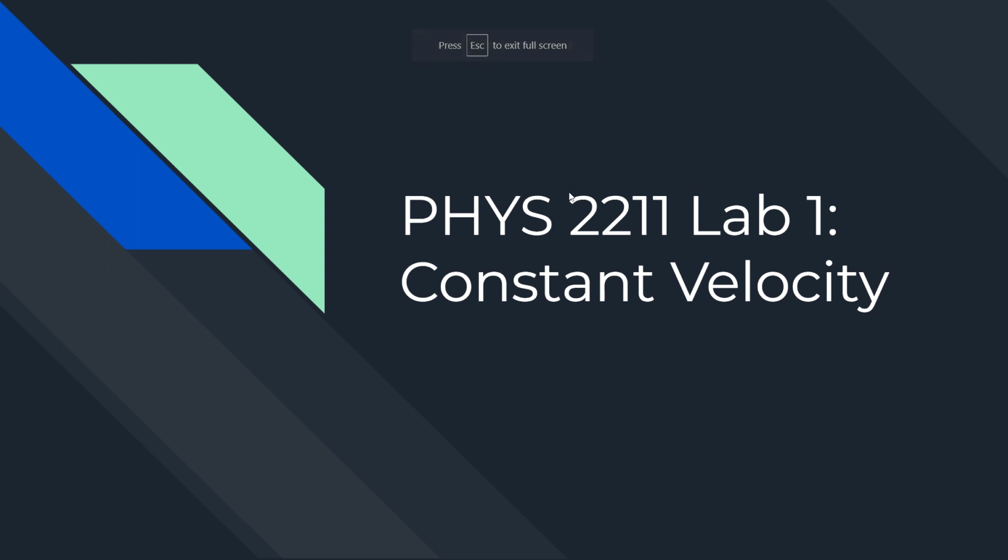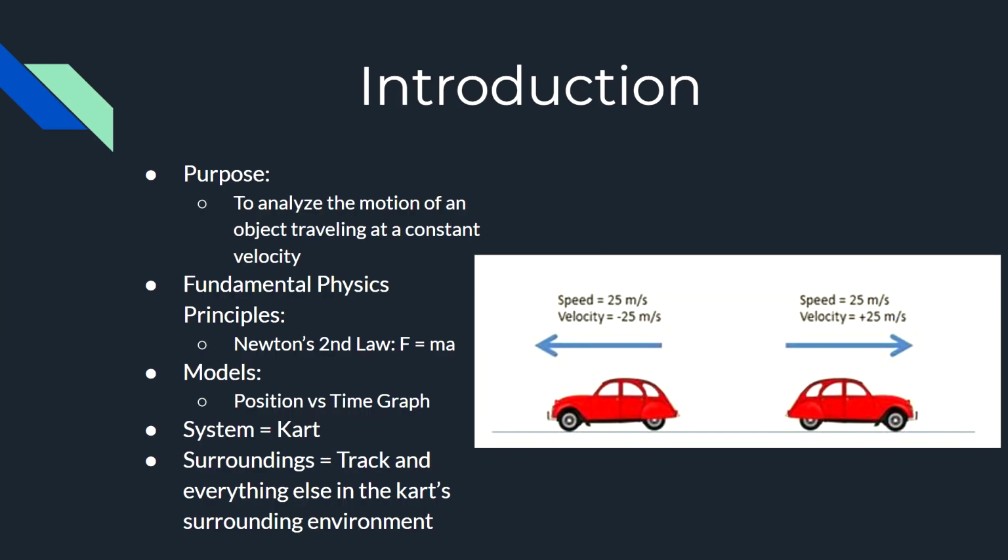All right, so this is Physics Lab 1, in which we looked at an object moving at a constant velocity. Introduction: the purpose was to analyze the motion of an object traveling at a constant velocity. The fundamental physics principle used was Newton's second law, which I'm sure you all know, but if you don't, it's on the screen: F equals ma.